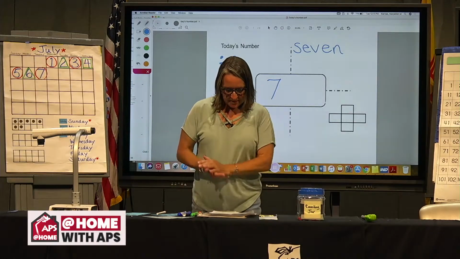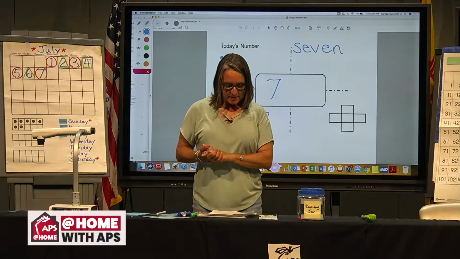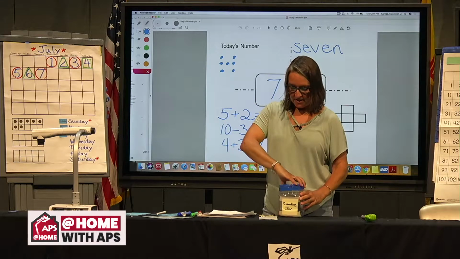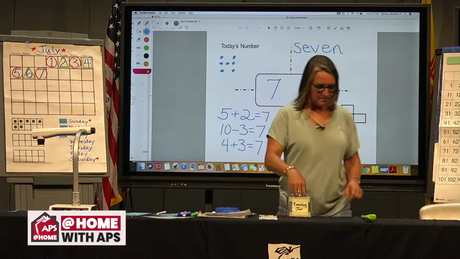Okay, so let's go ahead and take a look at our counting jar. Today we're going to count erasers. Are you ready?